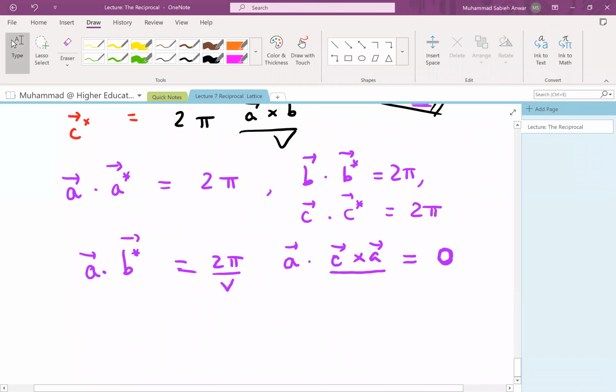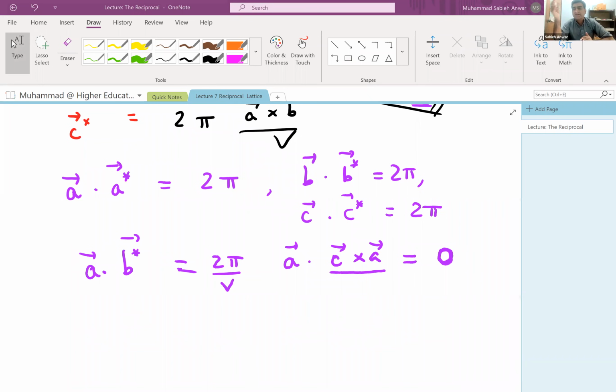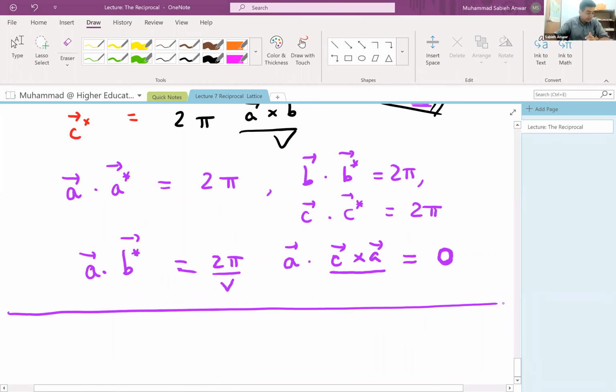So I take any unit vector in the direct space, form its dot product with any other different kind of vector in the reciprocal space. So A dot B star, A dot C star, B dot C star, and so on. The answer will be zero. And the reason for this is that the reciprocal unit vectors are normal to the planes with the other two variables. Okay. So this is the overall concept of the reciprocal lattice. So any questions?